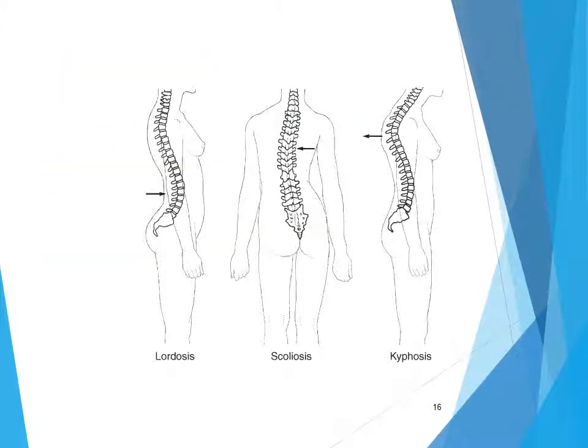Here's an example of lordosis here in the lumbar region of the spine. This is scoliosis, so it can occur anywhere along the spinal column. Again, greater than 10 degrees to be considered scoliosis. Kyphosis is the curvature of the thoracic region of the spine.